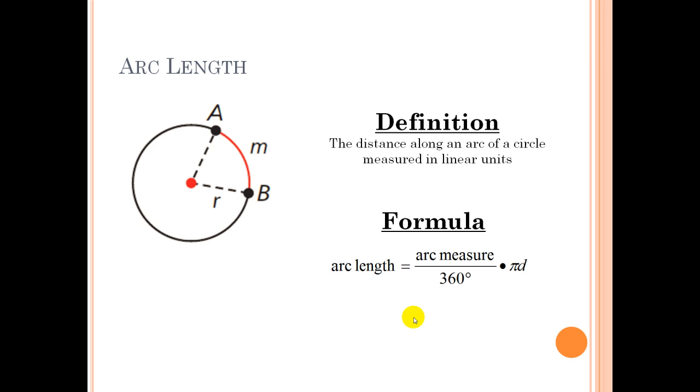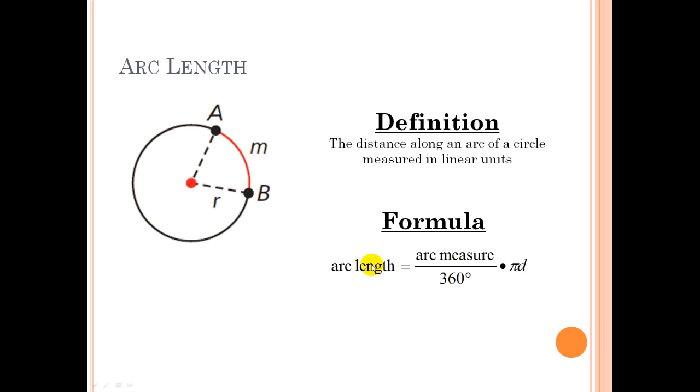So the definition formally is the distance along an arc if you measured it in linear units. So if you measure it in inches or meters, like if you literally took a string and you went right along this red arc between A and B, how many inches long would that be? That's the length of the arc, as opposed to the number of degrees it is, which looks like this one's probably about 80 degrees, but it's going to be the length, not the degrees, that we're looking at.